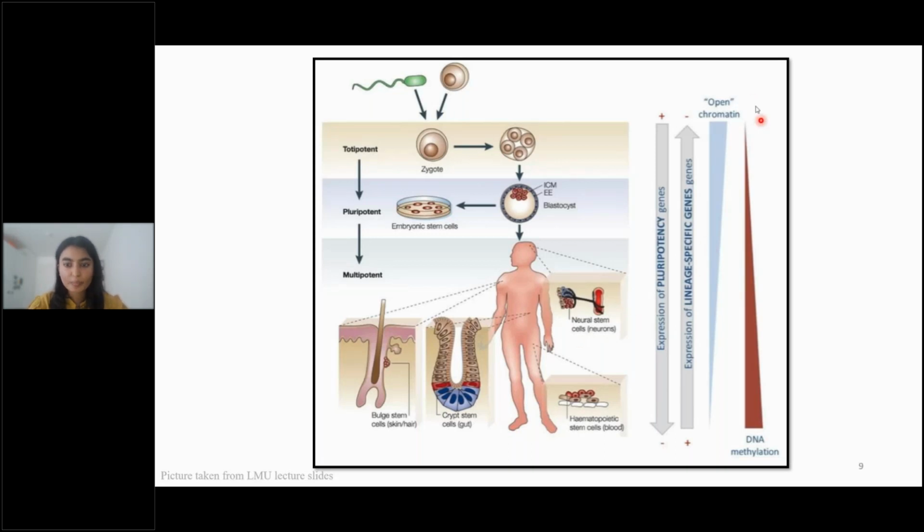Then there is the open chromatin. The open chromatin will now be packed up tightly, so it will not open anymore. So it will decrease. And the DNA methylation will increase as the stem cell starts to differentiate. The methylation also will increase.